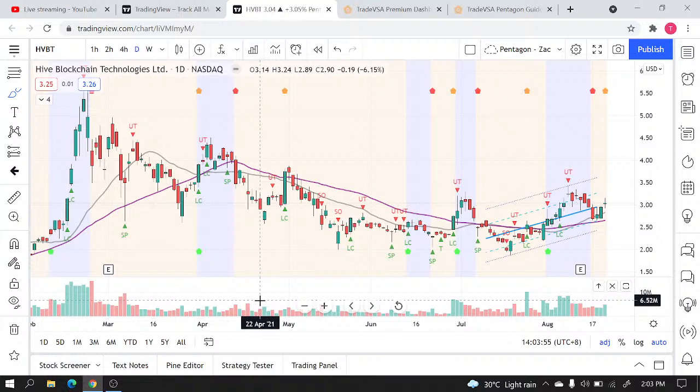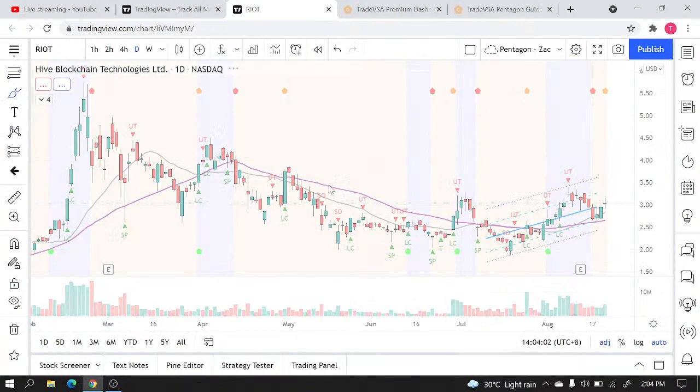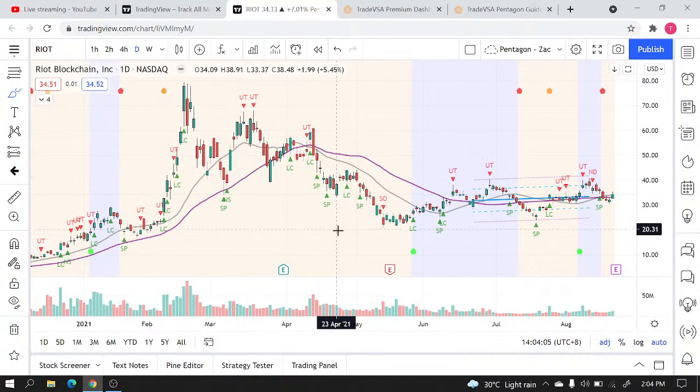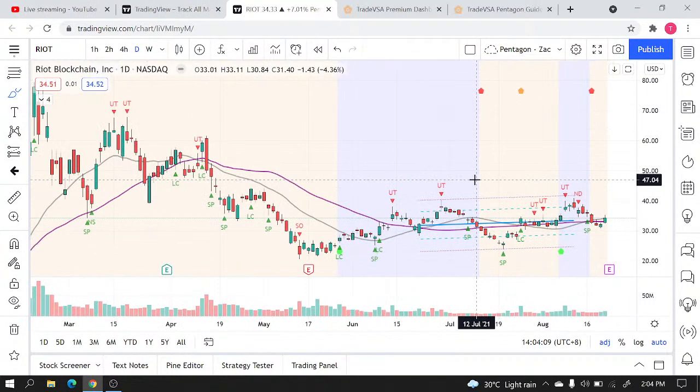I think Riot also the same. If you attended the masterclass, I think Martin did talk about Riot a few times already. So it's kind of the same movement, going through accumulation.